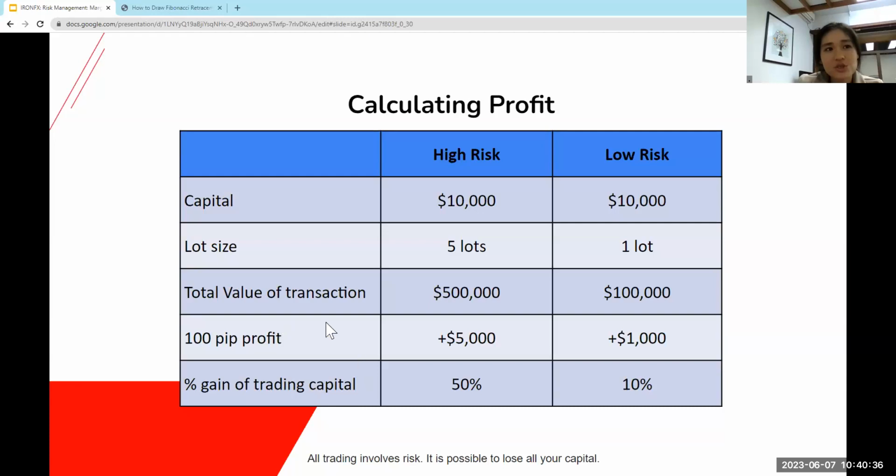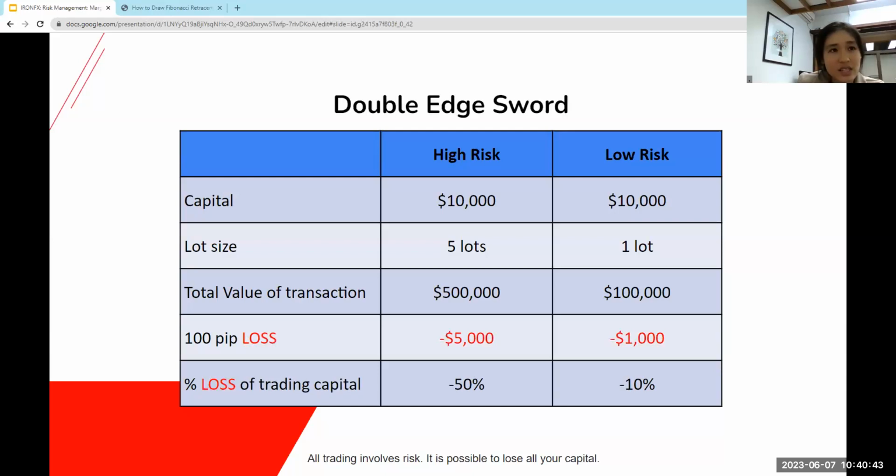Okay, so we've shown you a situation where you make a profit. Let's take a look at if you made a loss. So we call it a double-edged sword because if you made a loss, you would also be losing 50% of your initial capital. Whereas if you are low risk, then you've only lost about 10%. So it really depends on your risk appetite as a trader.